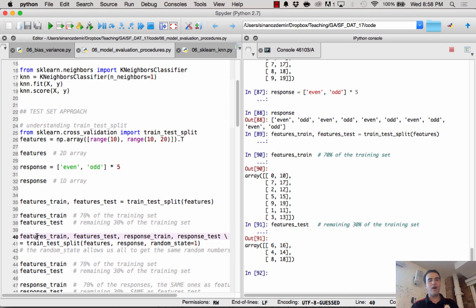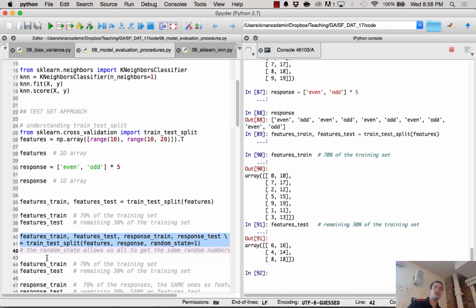Line 40 is a long line, but I want to break it down. Features train, features test, response train, response test. 4 things.